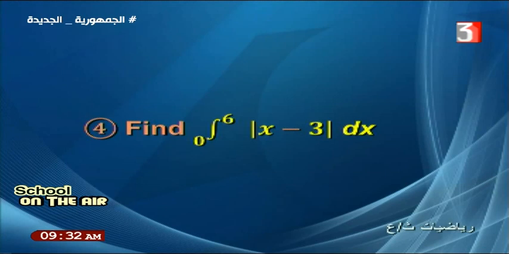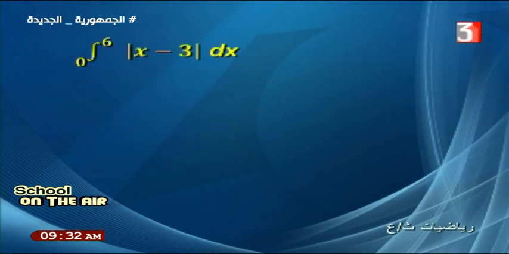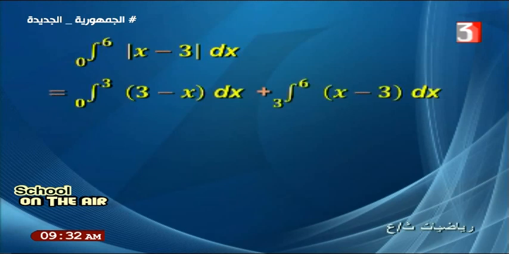Number 4. Find the definite integral of the function absolute value of x minus 3 dx from 0 to 6. This function, x minus 3, is a continuous function on the closed interval 0 to 6. We can divide this interval into two intervals: the first from 0 to 3 and the second from 3 to 6.